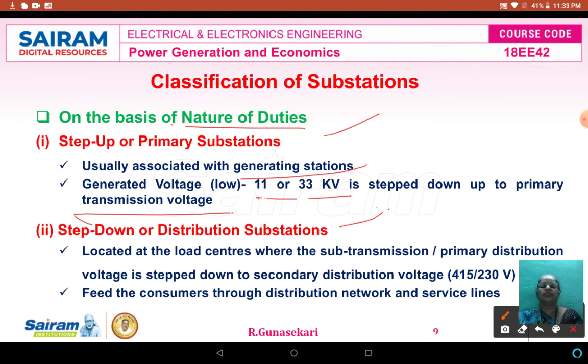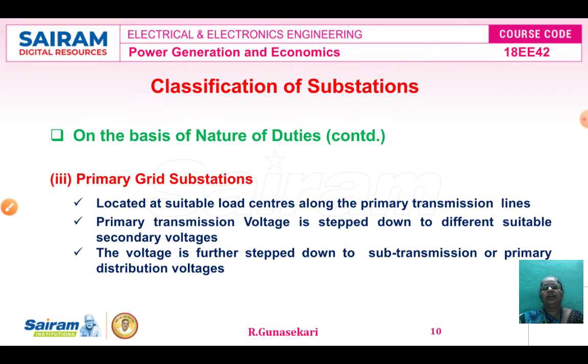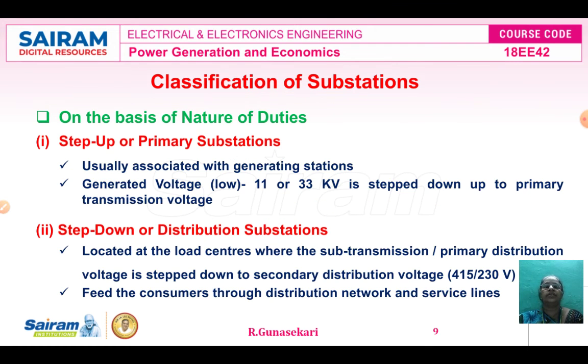The next is step down or distribution substation, which is located at the load center. That means where the sub transmission or the primary distribution is, there you have to install a step down or distribution substation. For step down purposes, that means 415 to 230 volt, and then feed the consumers through distribution network and service line. This is the usage of step down or distribution transformer. Okay, and then the last type of substation which comes under nature of duties.